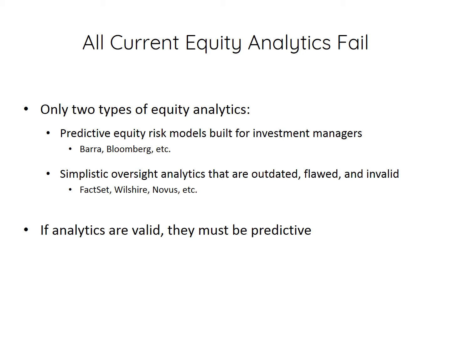Here are the highlights. All current equity analytics are either ill-suited for oversight or provably invalid. While there are many providers, there are ultimately only two types of equity analytics: robust, predictive equity risk models from Barra, Bloomberg, and others that are built for risk optimization and portfolio construction, but are of limited use for oversight. And risk and skill analytics from FactSet, Wilshire, and a dozen or so others that are outdated, conceptually flawed, and provably invalid. The nice thing about equity analytics is they're easily tested and validated.